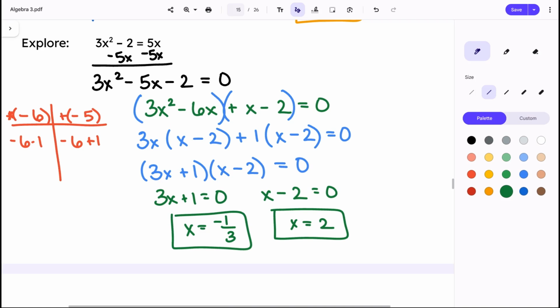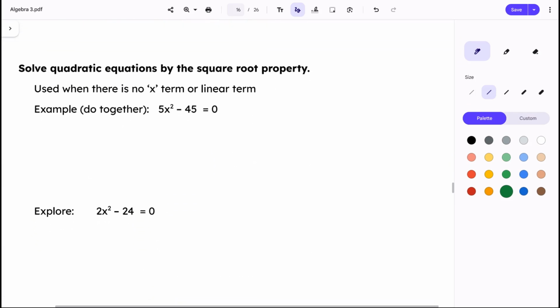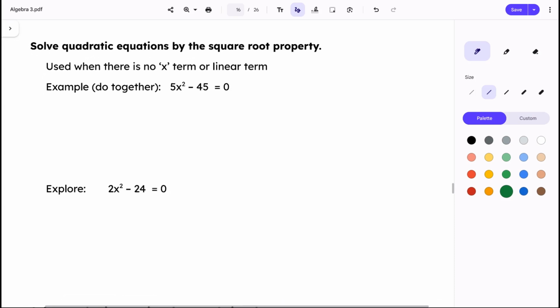Okay, if you guys turn the page over. So this next situation is we're going to use something called the square root property, because sometimes you'll have a quadratic, but it's missing the linear term. It's missing the x from the equation. So you'll have the quadratic term, the x squared, and you'll have a constant, like the number, but that linear piece that's in the middle isn't there.